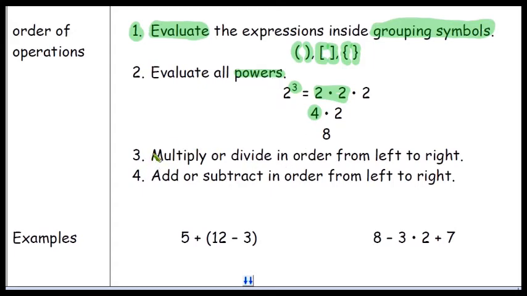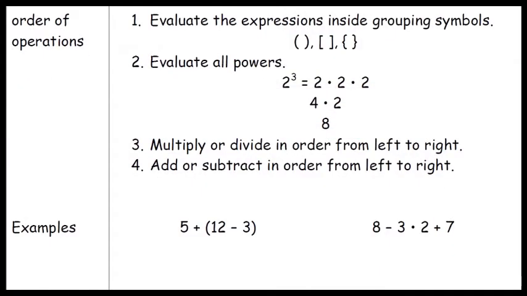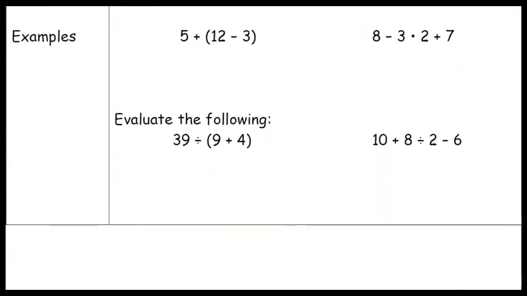Now number 3 is to multiply or divide in order from left to right. This is the most important part right here: left to right. Whichever one comes first in order from left to right is the one that you do. And then we're going to add or subtract in the same way, in order from left to right, whichever one comes first. Okay, so now let's talk about some examples and then we'll be done.